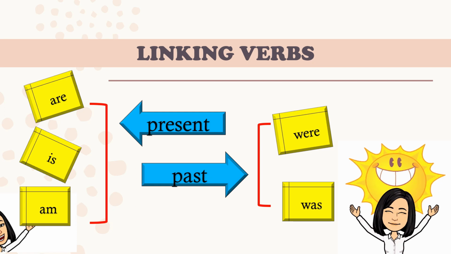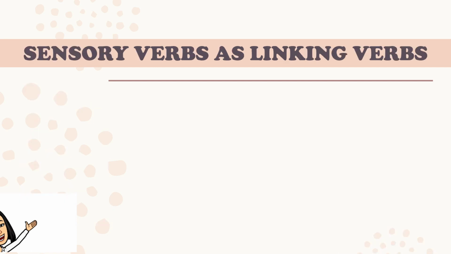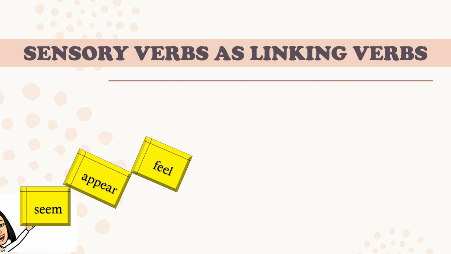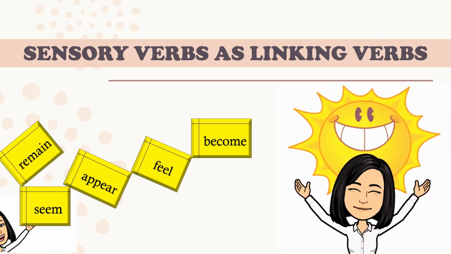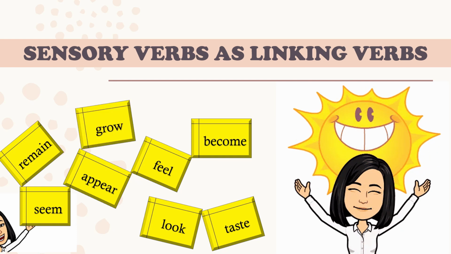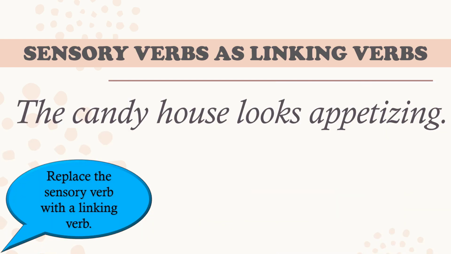Now, we use are, is, and am if we are in the present tense. And we use were and was if we are in the past tense. Besides the be verbs as the linking verbs, we also have sensory verbs which pertain to the five senses. Examples: seem, appear, feel, become, remain, taste, look, grow, and sound. But how would you know if a verb is used as a linking verb? Well, the only thing that you need to do is to replace the sensory verb with a linking verb.